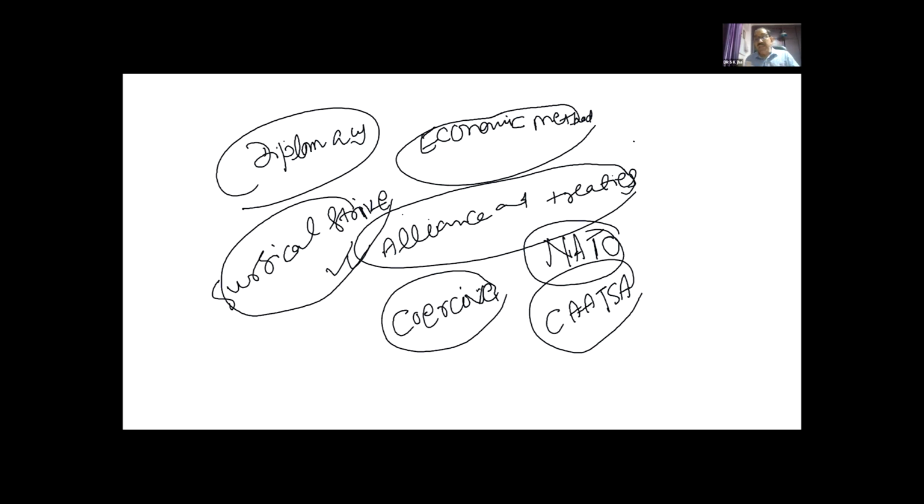So there could be a peaceful method, that is diplomatic method. There could be economic method. There could be alliance and treaties. There could be coercive. So different methods we could apply to secure our national interest. You can be asked a question: what are the methods of securing your national interest? So you can talk about these points. All right. No need for us to go into further details. All right.